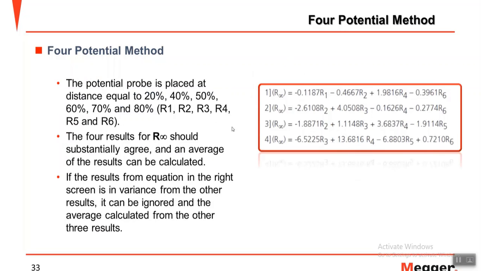From those measurements, you get R1, R2, R3, R4, and up to R6. The four results for R infinity should substantially agree, and the average of the results can be calculated. So again, you need to put all the measurements into this formula. If the result from the equation on the right is different from the other results, it can be ignored, and the average calculated from the other three results. So if it is different, you need to ignore this measurement.